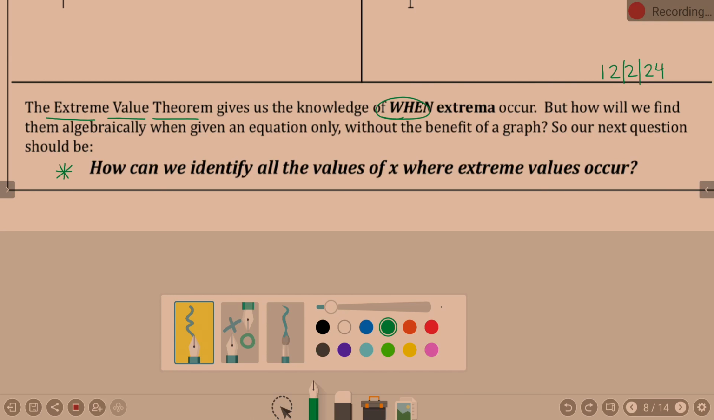Okay, so the extreme value theorem gives us knowledge of when extrema occur, that extrema will be there. The question is how we find them algebraically, and we'll get to that before the end of the lesson, when given an equation and you don't have a graph. In other words, when it's a non-calculator problem, how do you find those extrema? How can we identify all the values of x where extreme values occur? So we are going to be talking about that.